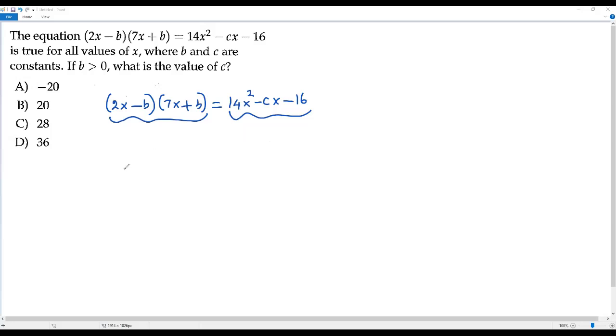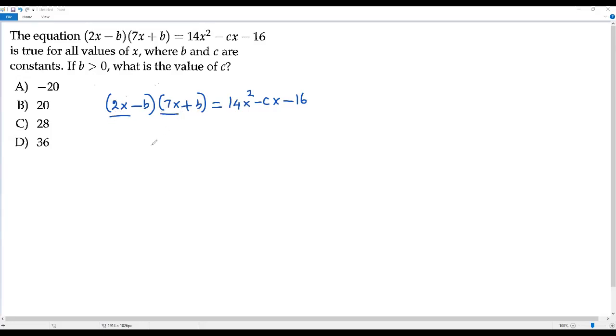When two quadratic expressions in the same variable x are equal, we can equate the coefficients of like terms. So I will have a chance to solve for c. First, let me find the product of these two binomials. I'm going to use the FOIL method.